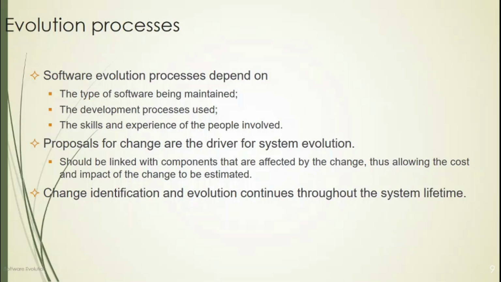Change identification and evolution is continuous throughout the system lifetime. For example, if the system is designed for something like 5 years, then for that particular 5 years it is a continuous process of evolution. There is no end to the system changes or system evolution. Identification of changes and doing evolution is a continuous process.